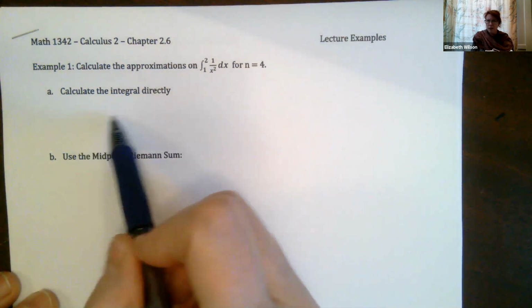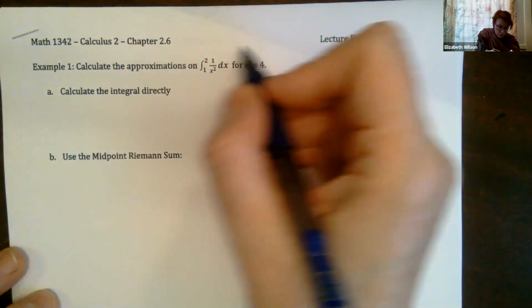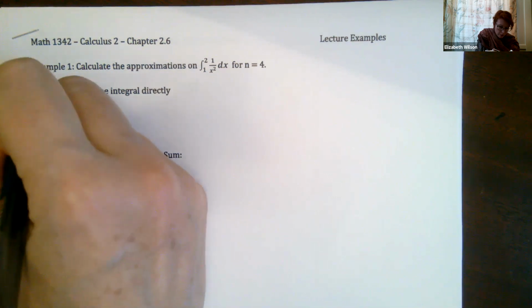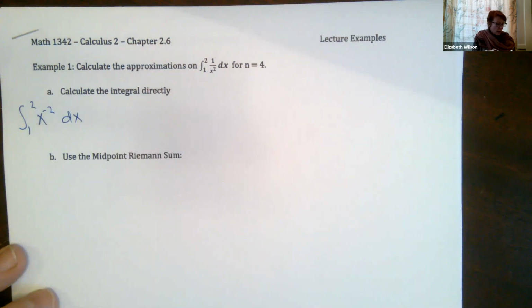This one we can calculate the integral directly, so we're going to come up with that value so we can use that in our minds to compare: is our approximation close to the actual value or what? So what I'm going to do first is write this integral from 1 to 2 as x to the minus 2 dx, and I can do the power rule on that.